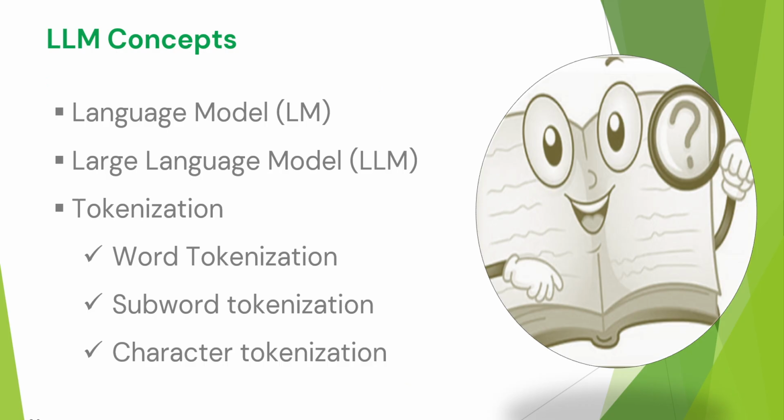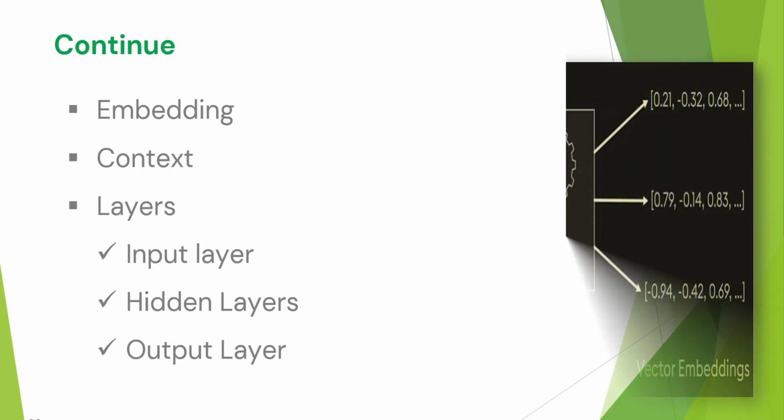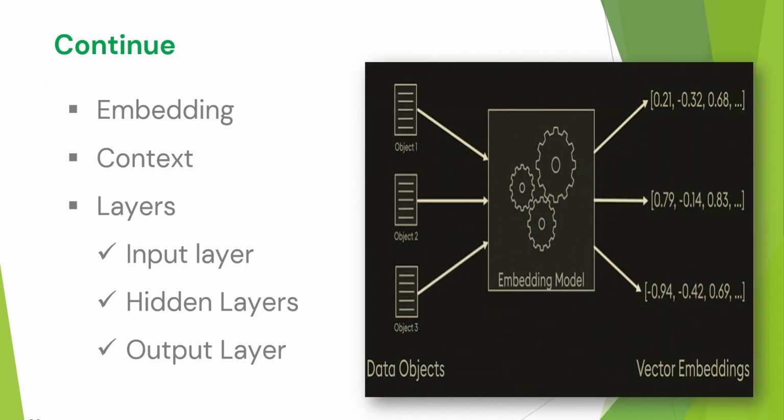Word tokenization, where each word is a token. Subword tokenization, where words are broken into smaller subwords. Say, unhappy might be tokenized as un and happy. Character tokenization, where each character is a token. Next, embedding, which is a numerical representation of a token in a high dimensional space. Embedding captures the semantic and syntactic meaning of tokens, making it easier for the model to understand and process text.